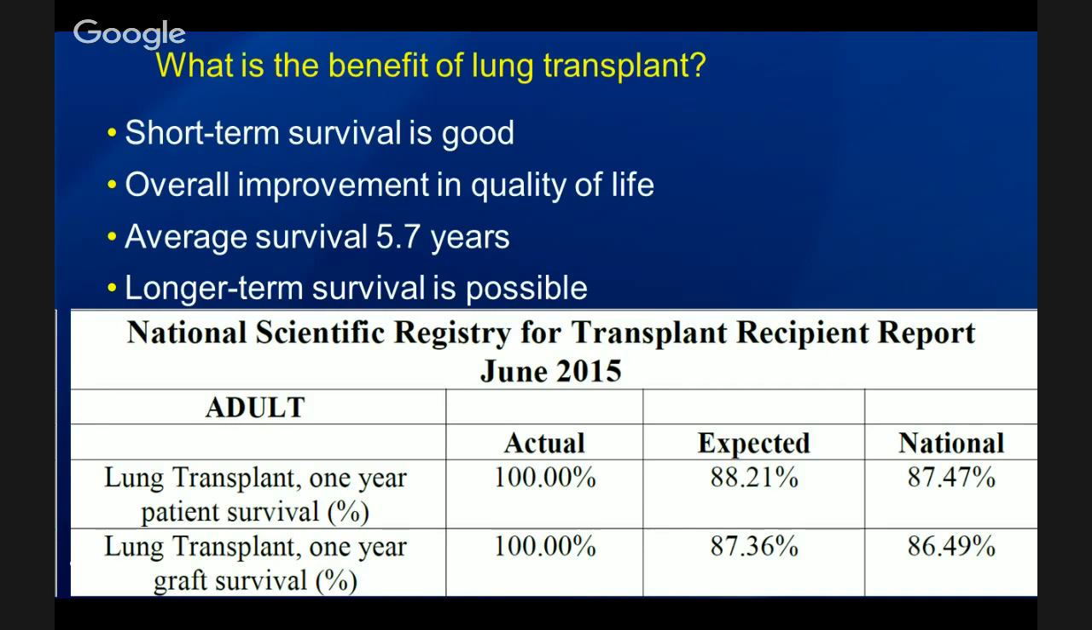The overall improvement in quality of life is on average better with lung transplant compared to more advanced lung disease. However, the average survival, or how long half of the patients make it following lung transplant, is about 5.5 years. And so that's why we want to time it so that you're not too well for transplant, so that we're really giving you a maximum chance at a long life expectancy.